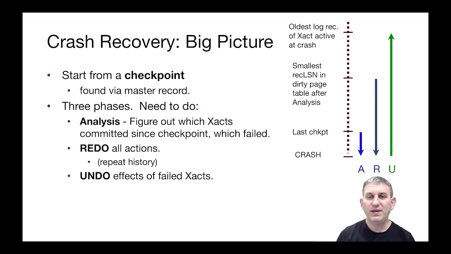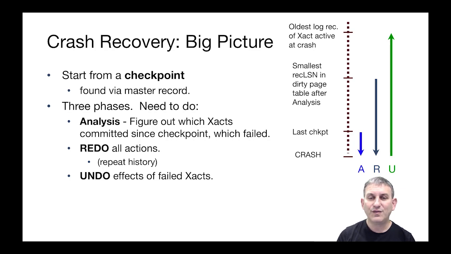Now that we've seen logging and checkpointing, we're ready to talk about actual recovery. So what happens when the system crashes? Well, the big picture is this. We're going to go to the master record and find a checkpoint from the master record. And then there's going to be 3 phases to our recovery protocol in ARIES.